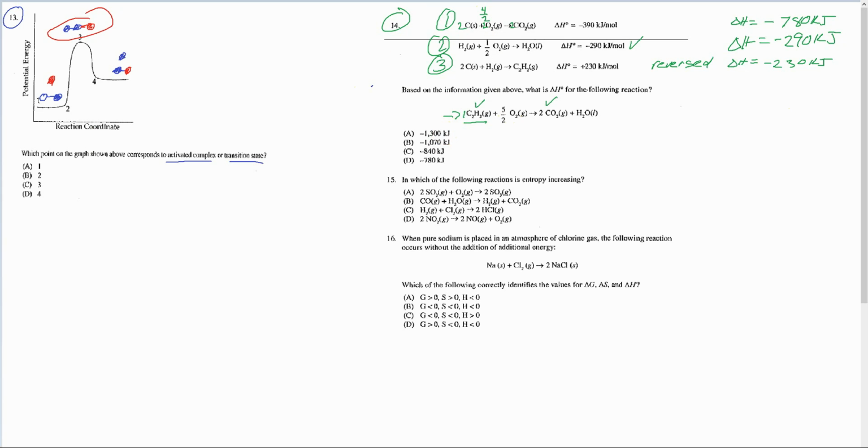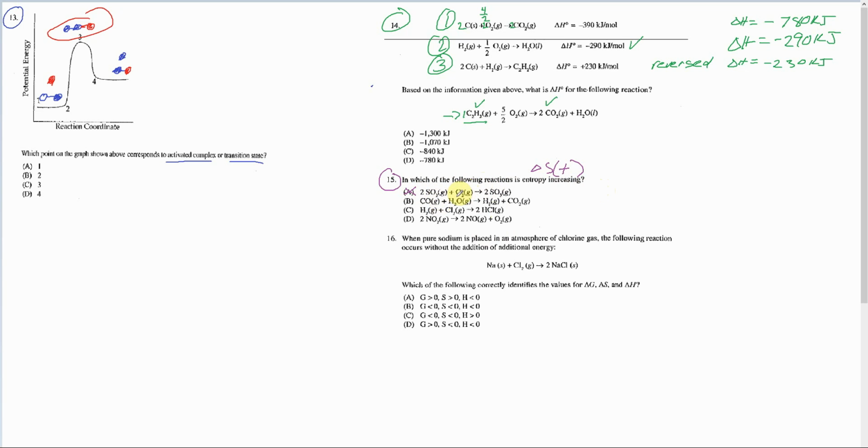Moving on to number 15. In which of the reactions is entropy increasing? Remember, entropy is delta S. We're talking about order and disorder. If entropy is increasing, it is positive. We should see more moles of gas, more moles in general. So I'd say A is definitely out because it has 3 moles of gas going to 2 moles of gas. Definitely that is not increasing entropy.